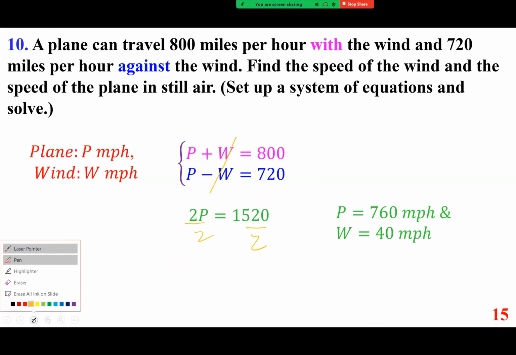And if you put it into any of those equations, the first one, P with what number? 760 with what number is 800 miles per hour, or the second one. And by the way, as always, check to be on the safe side.